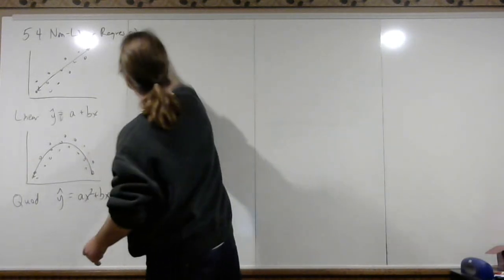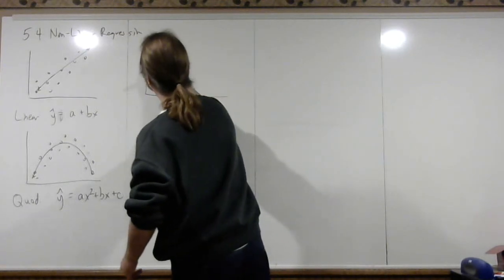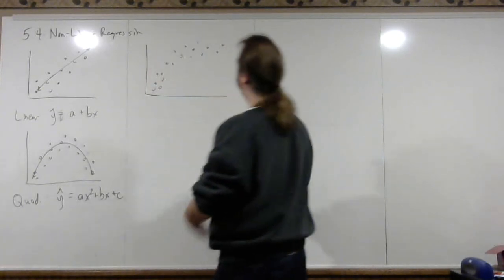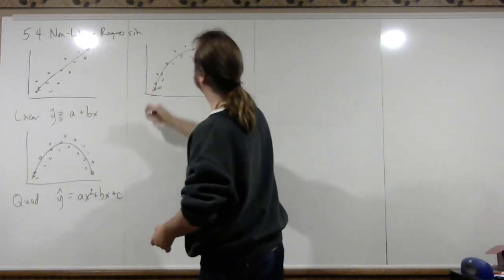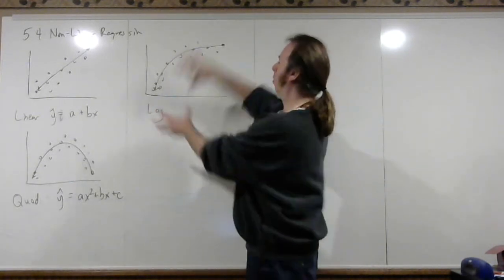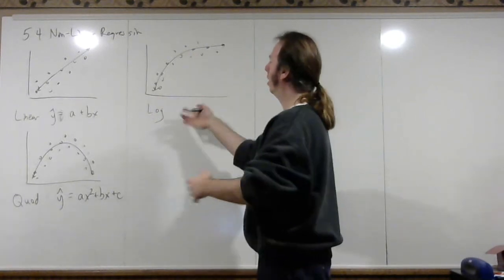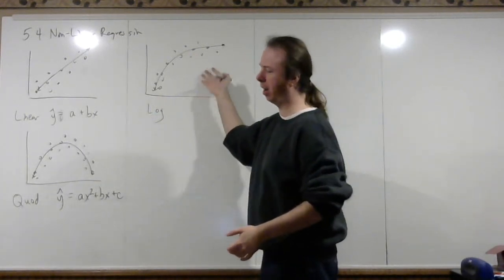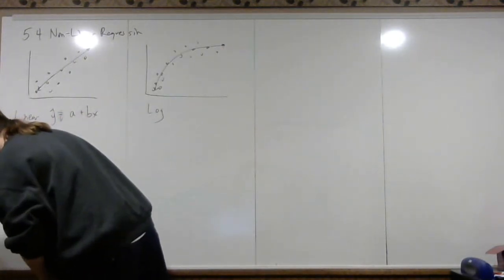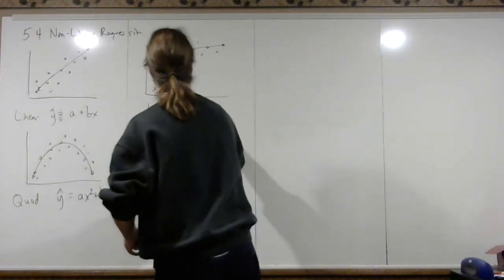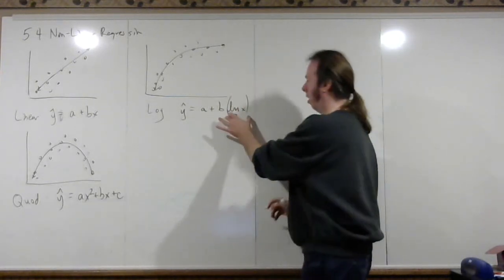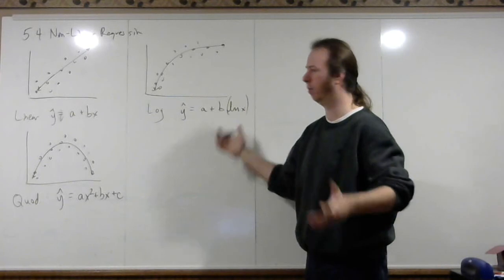There are also logarithmic types of regression. So if my data rises quickly and then starts slowing down, I could use a logarithmic equation for that. I could also use a square root type of regression for that. So here I could use the natural log of x or log base 10 of x.